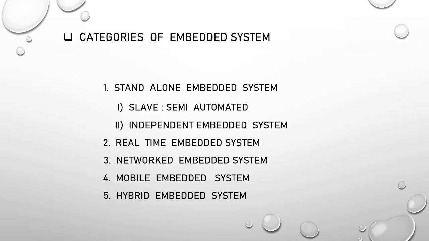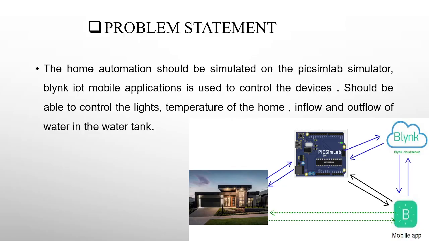Categories of embedded systems. There are mainly five types of embedded systems: standalone embedded system, real-time embedded system, networked embedded system, mobile embedded system, and hybrid embedded system. Now the problem statement for the project is that home automation should be simulated on the PicsimLab simulator. The Blynk IoT mobile application is used to control the devices, and we should be able to control the lights, the temperature of the home, and the inflow and outflow of water in the water tank.